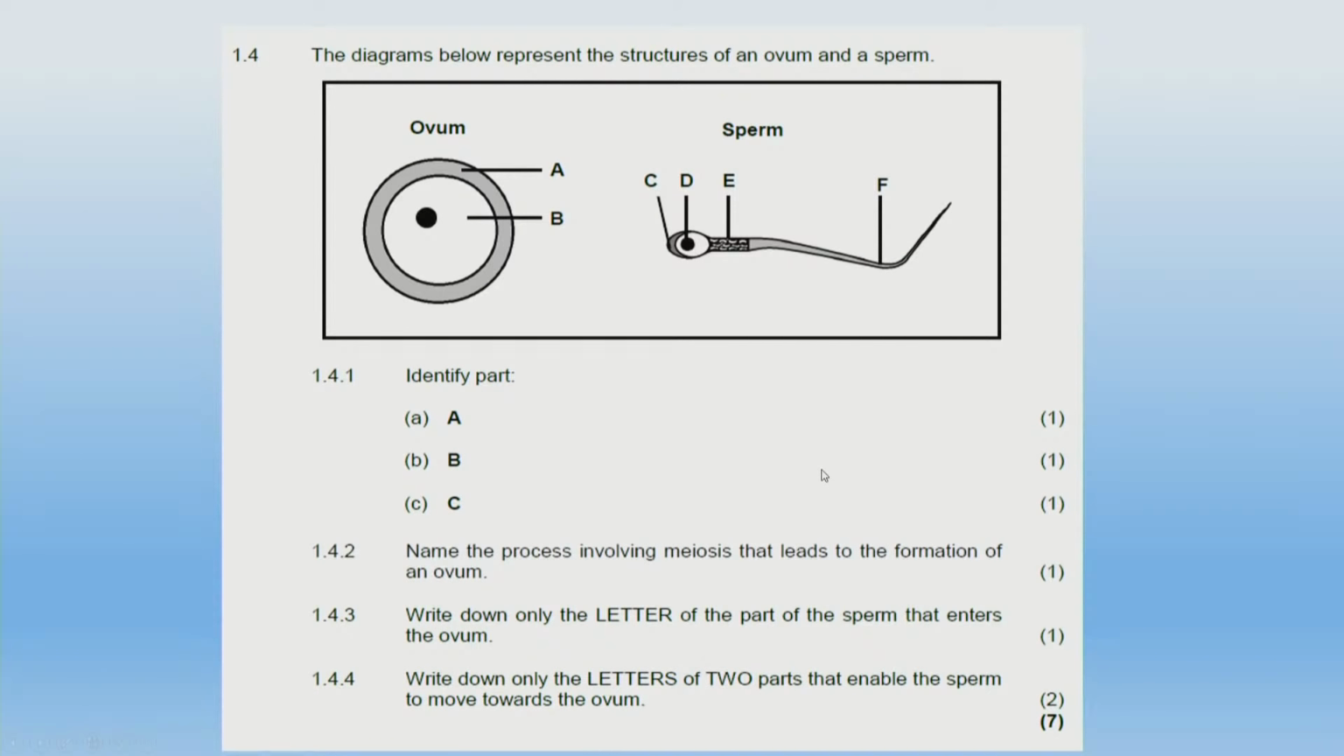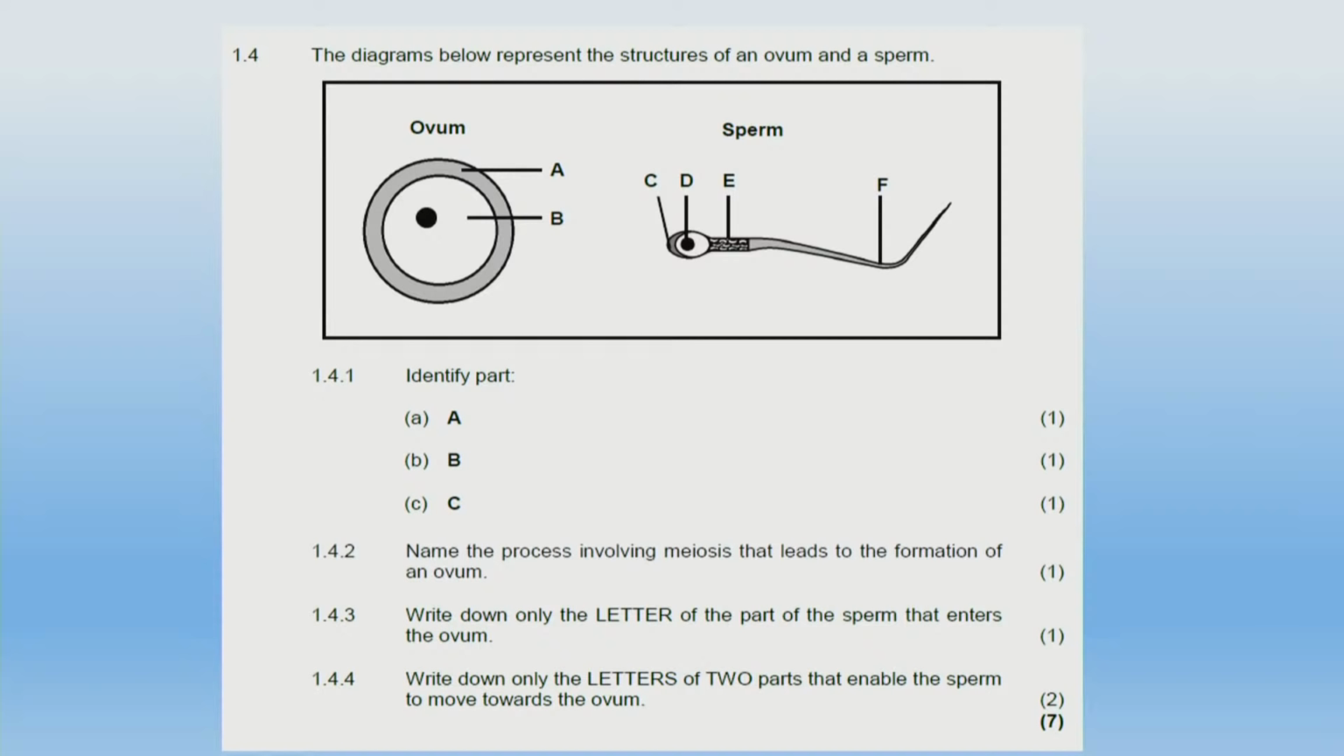Okay, and then we have question 1.4, and it is based on the structure of the ovum and the sperm cell. So we have labels A, B, C, D, E, and F. Question 1.4.1 says identify part number A. Part number A is from the ovum, and it is a jelly layer. Part number B represents the cytoplasm or cytosol. And then part number C is the acrosome from the sperm cell.